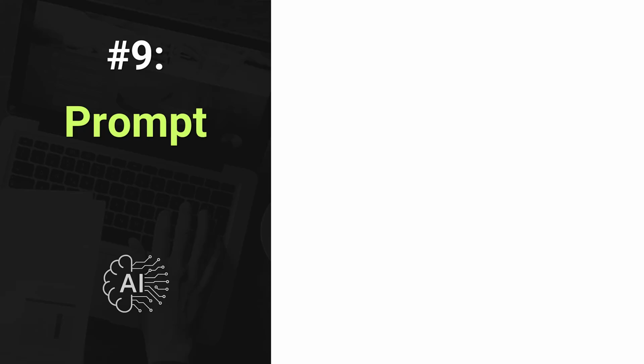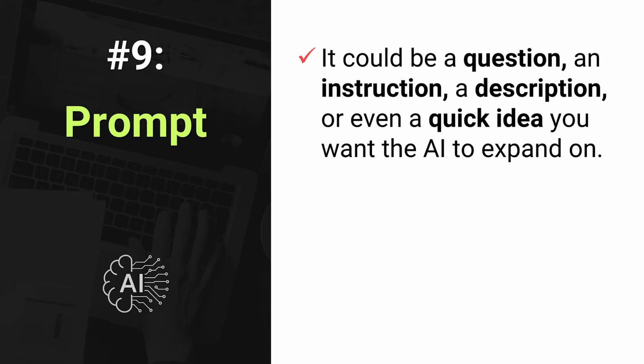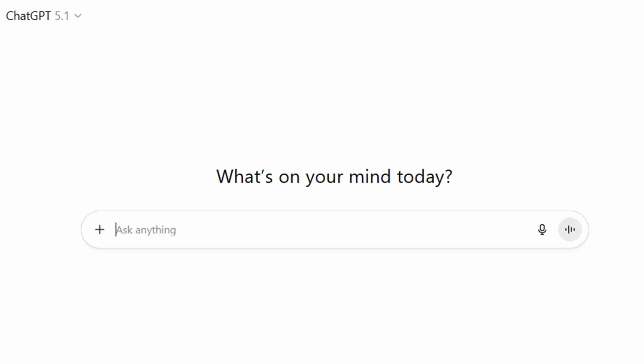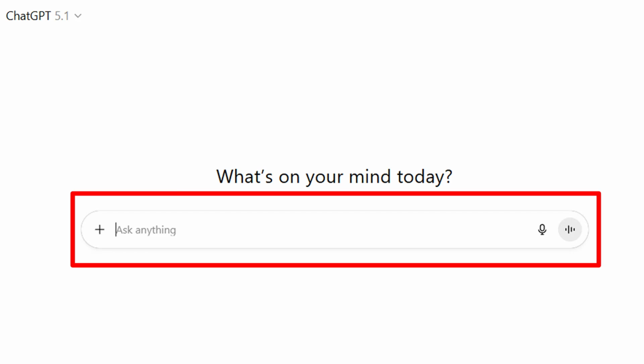A prompt is simply your request to the AI, what you say or type to tell it what you want. It could be a question, an instruction, a description, or even a quick idea you want the AI to expand on. If you've ever typed something into ChatGPT or asked a question out loud, that was your prompt.